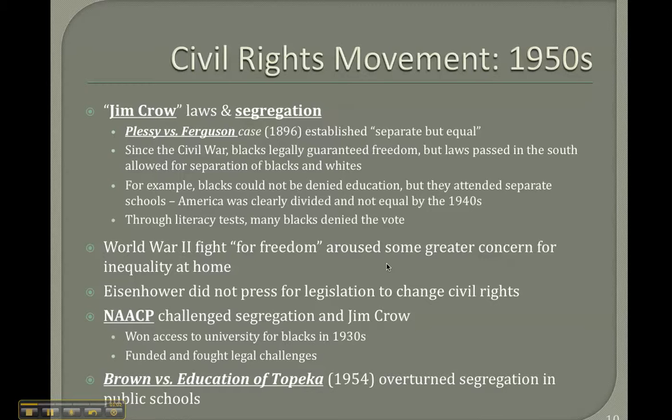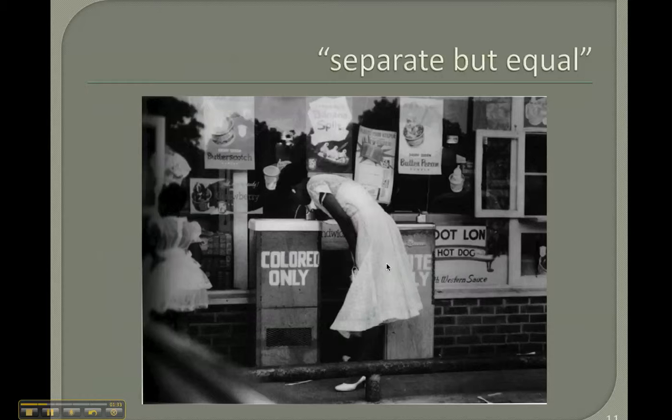Of course, as blacks fought in World War II and they were fighting for freedom, this aroused a greater concern for inequality at home. Eisenhower, however, was perhaps a bit fearful of really pressing this legislation to change civil rights. However, it should be noted that he did, in fact, support some initiatives, especially following the Brown versus the Board of Education of Topeka ruling, which overturned segregation in public schools.